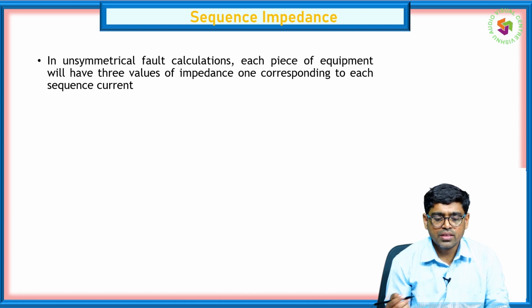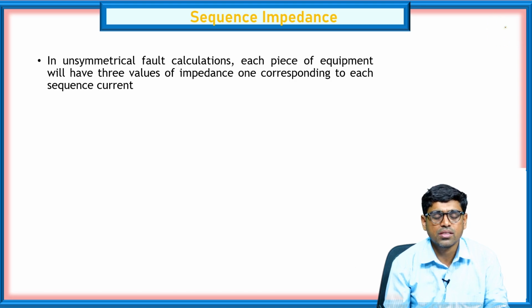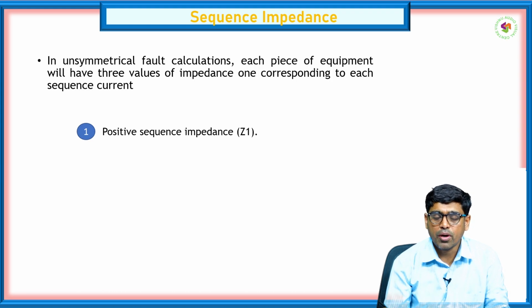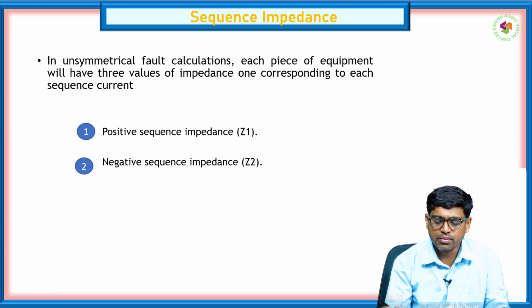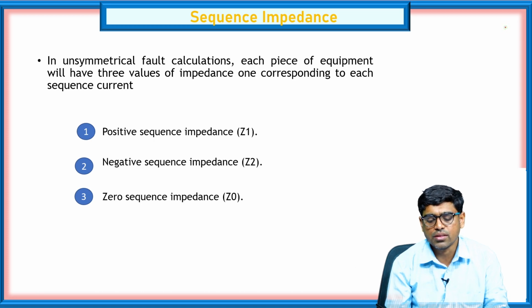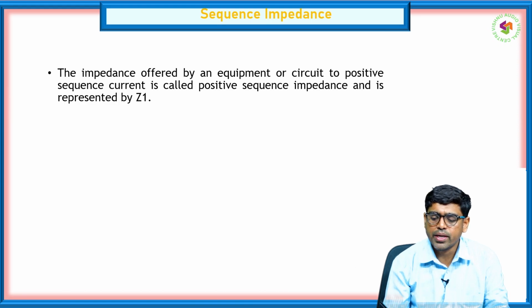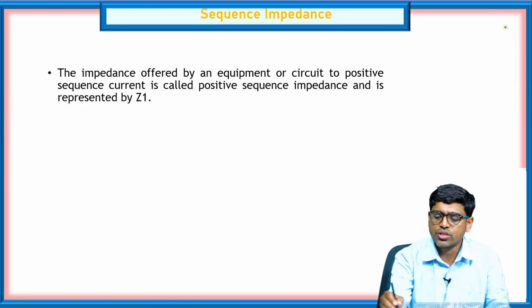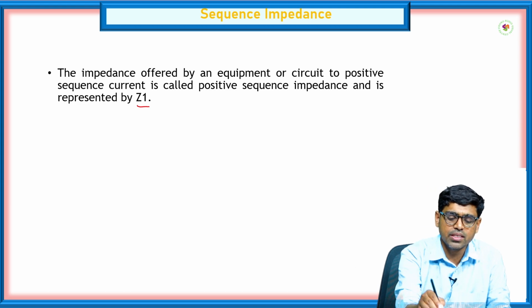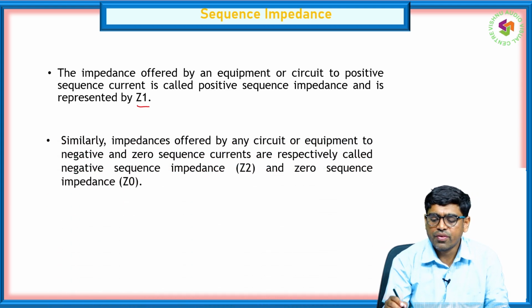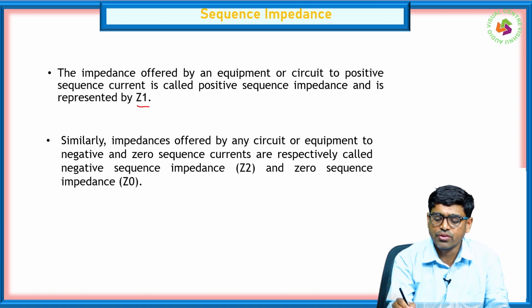Next we can see the sequence impedances. In unsymmetrical fault calculation, each piece of equipment will have 3 values of impedance, one corresponding to each sequence current. It has a positive sequence impedance Z1, a negative sequence impedance Z2 and a zero sequence impedance Z0. The impedance offered by an equipment or a circuit to the positive sequence current is called the positive sequence impedance and is represented by Z1. Similarly, the impedances offered by any circuit or equipment to negative or zero sequence current are called the negative sequence impedance Z2 and the zero sequence impedance Z0 respectively.